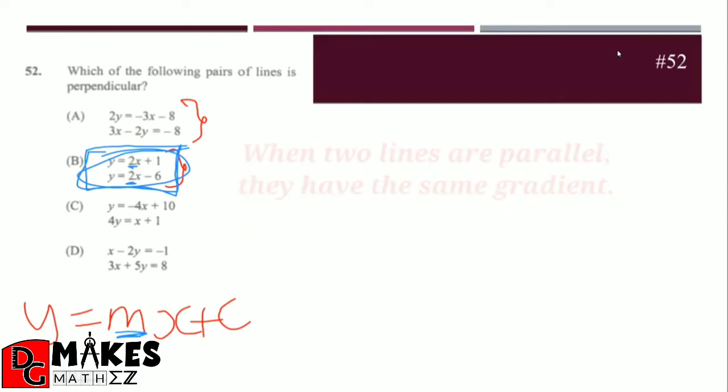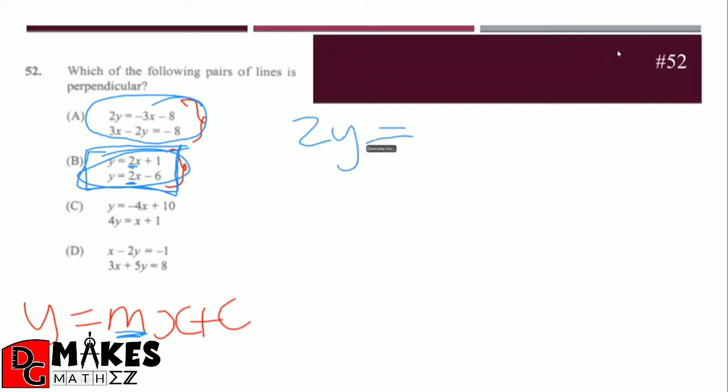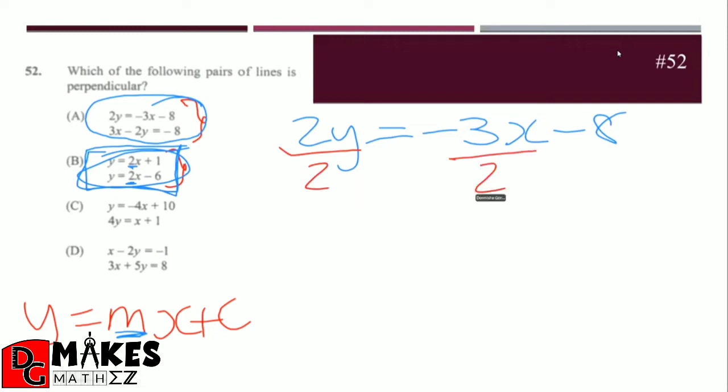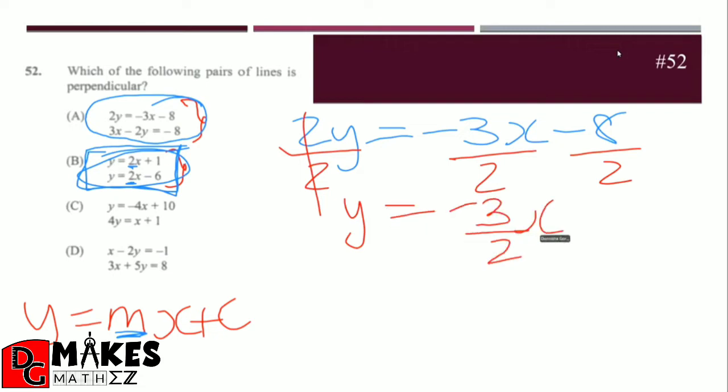As I said, we're going to write these two equations in the form y equals mx plus c, which means we're going to attempt to get y by itself on one side. Everything else will work itself out. So we have 2y equals -3x minus 8. And if we get rid of 2 here, it means we're dividing each term by 2. And then we have y is equal to -3/2 times x minus 4.